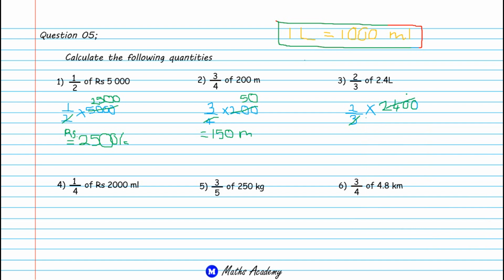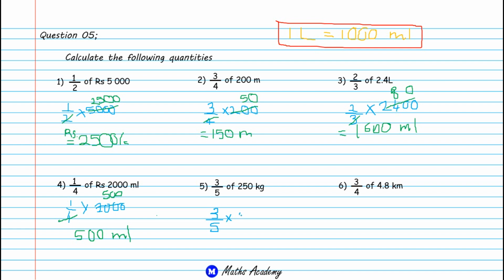If you cancel this, you get 800. So 2 multiplied by 800 gives you 1600. Fourth question. 1 over 4 of 2000. If you cancel this and this, you get 500 milliliters. So now I have done these 4 questions. For the next two, you can pause this video and do the questions, and once you have finished, you can play the video and see my answers, whether you got them correct or not.